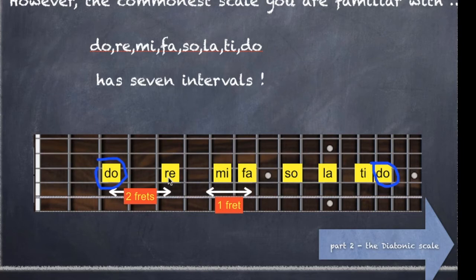So this brings us on to the next part, which is the diatonic scale. Diatonic means 2 tones, so we have a scale, do, re, mi, fa, sol, la, ti, do, which consists of either 2 fret jumps or 1 fret jump. So that will be discussed in section 2.